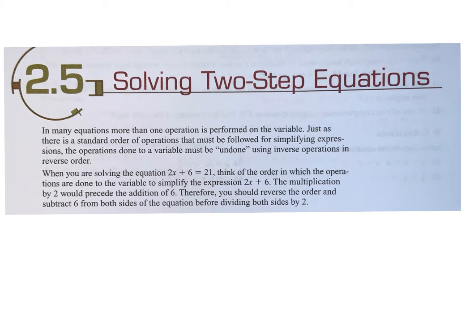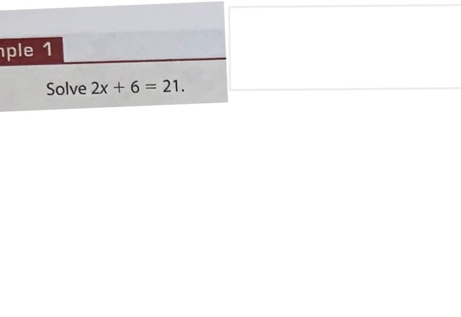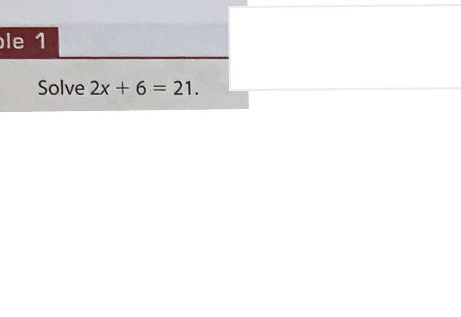So look at the top of page 69, example 1. All right, for this example, we have 2x plus 6 equals 21. My goal is to get the x completely by itself. And so when I have this equation right here, I want to get rid of the 6 first because it does not have an x. So I will get rid of the 6 first. Then I'll just have the 2x and I'll get rid of the 2. All right, so we're going to start with the 6.